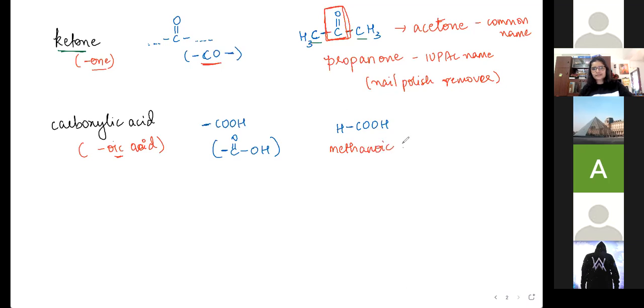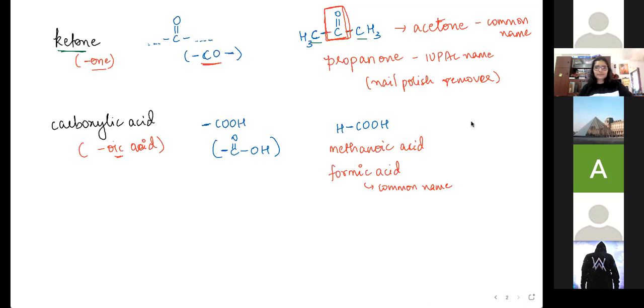Methanoic acid. This acid you are also familiar with. What is its common name? Formic acid. Correct, that you find in ant stings and all. So this is the common name, and methanoic acid is the IUPAC name.